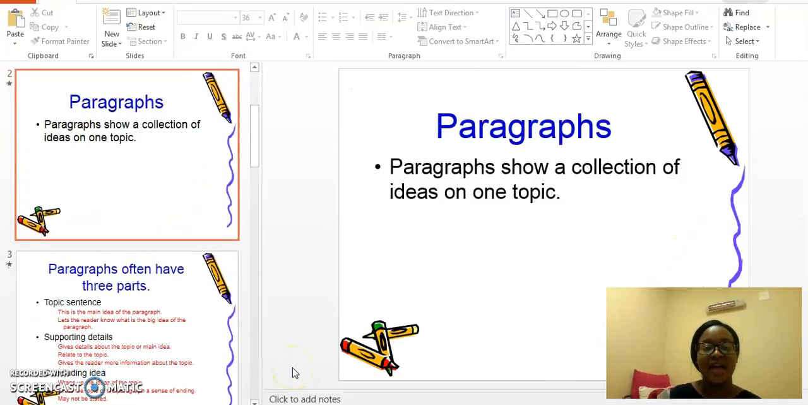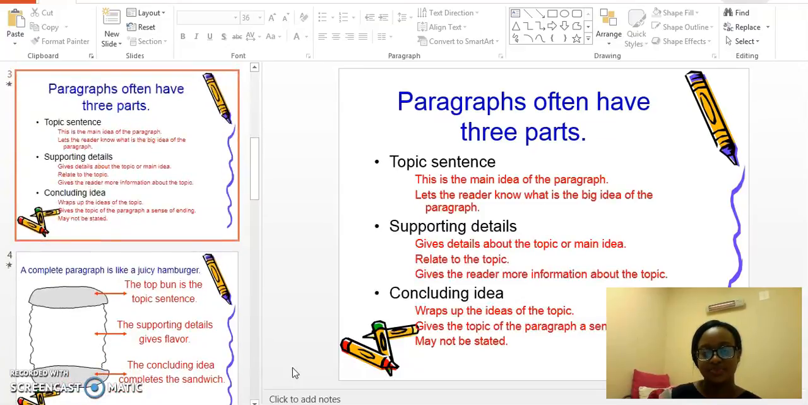Paragraphs show a collection of ideas on one topic. Paragraphs often have three parts: a topic sentence, which is the main idea of the paragraph. It lets the reader know what the big idea of the paragraph is. Then we have the supporting details. They give details about the topic or main idea. They relate to the topic and give the reader more information about it. And lastly, the concluding idea, which wraps up the ideas of the topic and gives the paragraph a sense of ending, although it may not be stated.